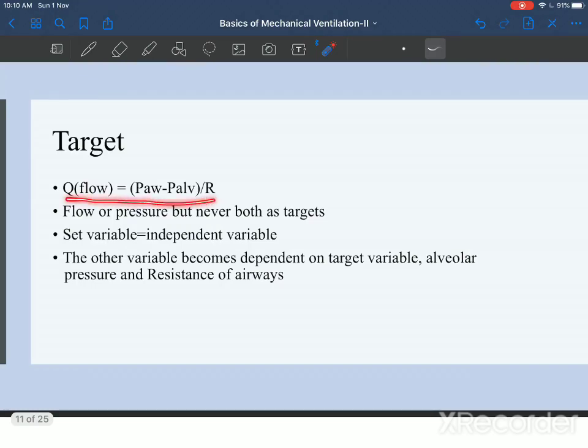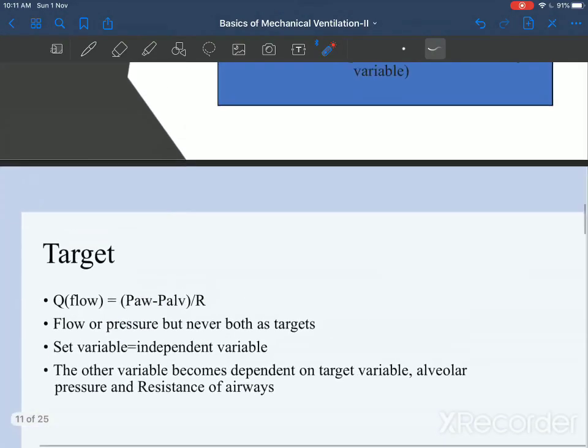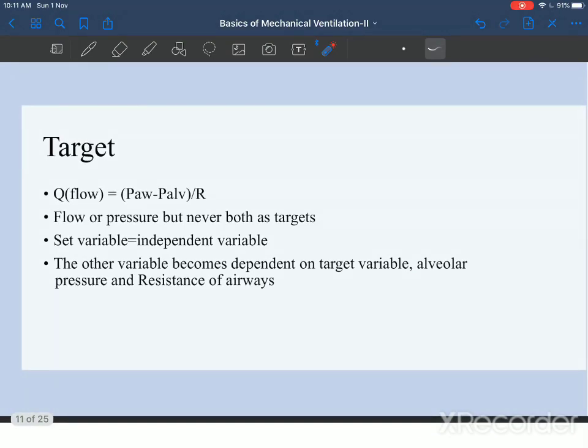So this is a formula that we discussed in the last class also, and you will see this recurrently throughout the ventilation presentation. Flow varies as a function of airway pressure minus alveolar pressure divided by resistance in airways. The set variable is the independent variable, this we discussed already. What is the dependent variable dependent on? It depends on the other parameters. For example, Q is equal to airway pressure minus alveolar pressure divided by resistance.